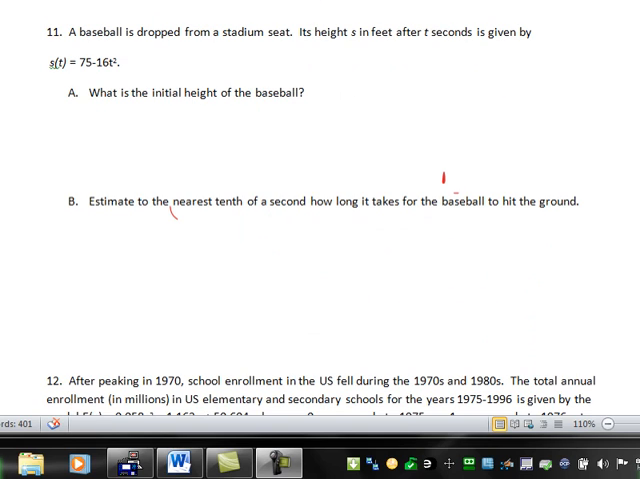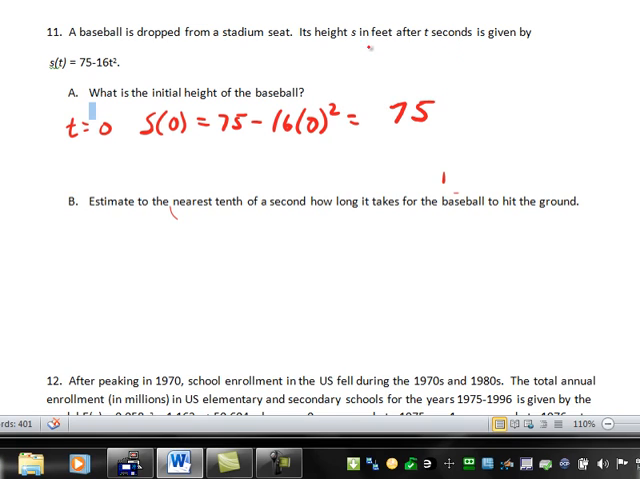A baseball is dropped from a stadium seat. Its height, s, in feet after t seconds is given by s of t equals 75 minus 16t squared. What is the initial height of the ball? So again, t is the number of seconds after it has been dropped. So the initial height is when t equals 0. So at t equals 0, I'm trying to find s of 0, right? 75 minus 16 times 0 squared, which is 75, and we are in feet. That's it.